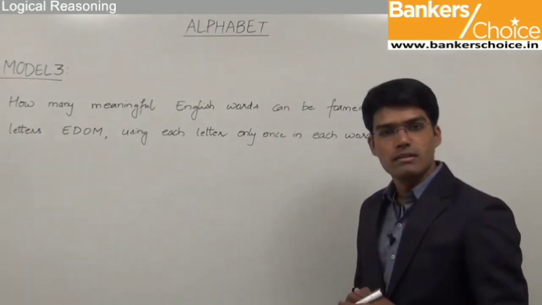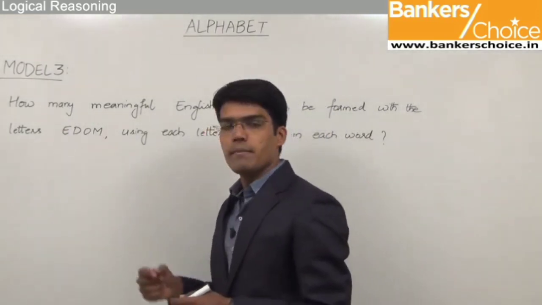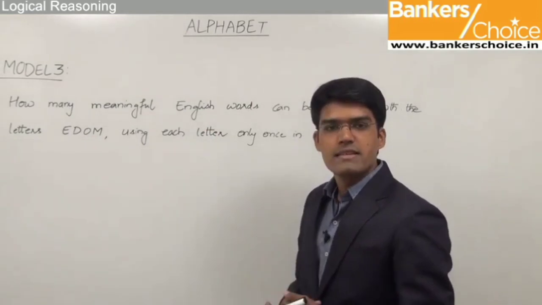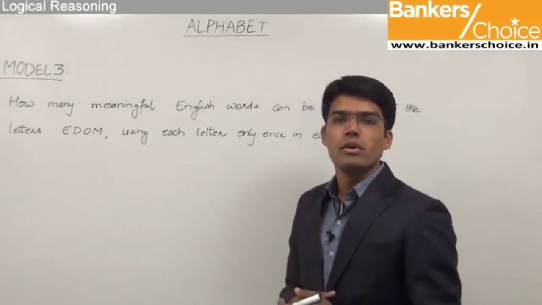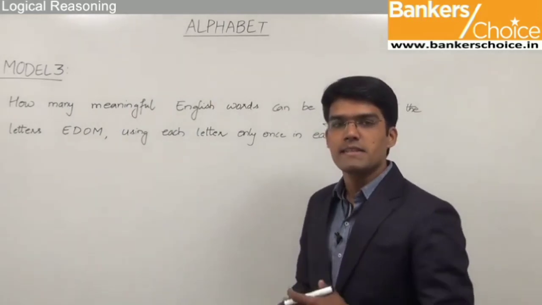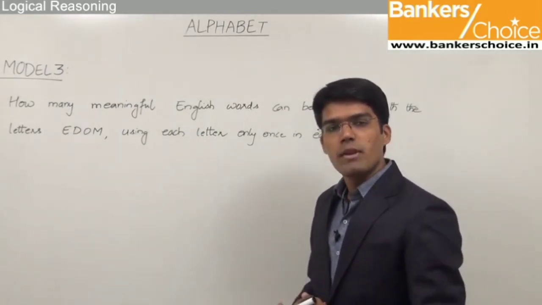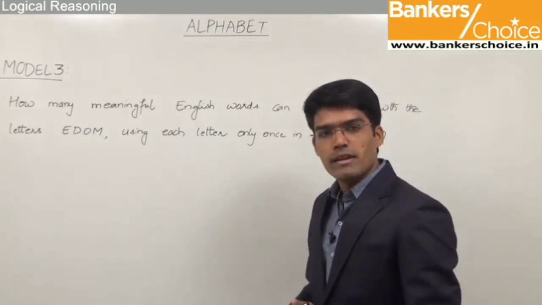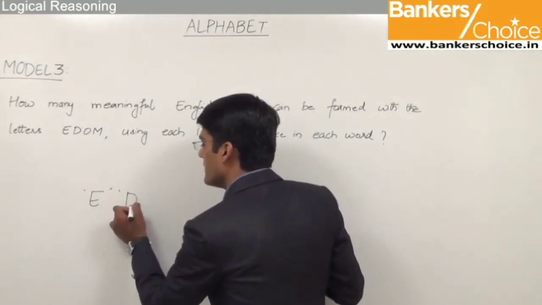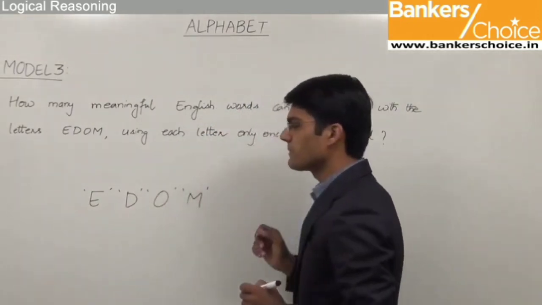in each word? So four letters have been given, E, D, O and M, and we are supposed to make all the possible meaningful words from the letters given using each letter only once. That means repetition is not allowed. And each letter has to be used in the word formed. So let us see how many words can we make out from the given letters. The letters here are E, D, O and M.